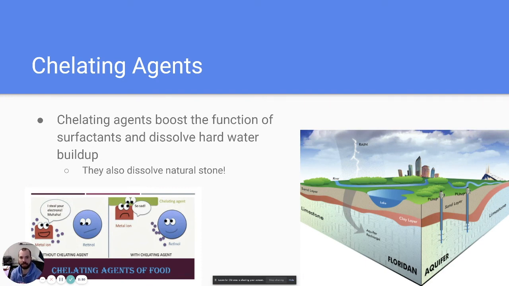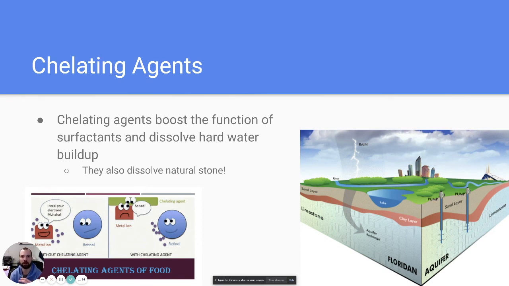If we didn't have chelating agents in our products, our surfactants would be the ones doing that work, and that hard water buildup would take all of the surfactants from our cleaning product and attract all of them so that they're not functioning and doing their job on the grease, dirt, and grime on the other areas of a shower or a sink or whatever we're cleaning. So they do the work for our surfactants so that our surfactants are able to be used on the dirt, grease, and grime that we're trying to clean up, and it dissolves hard water buildup.